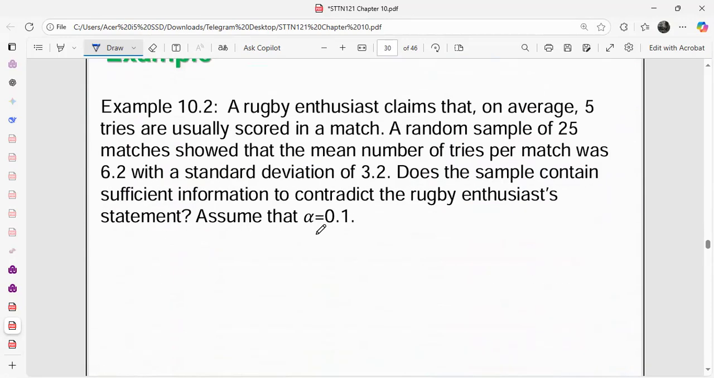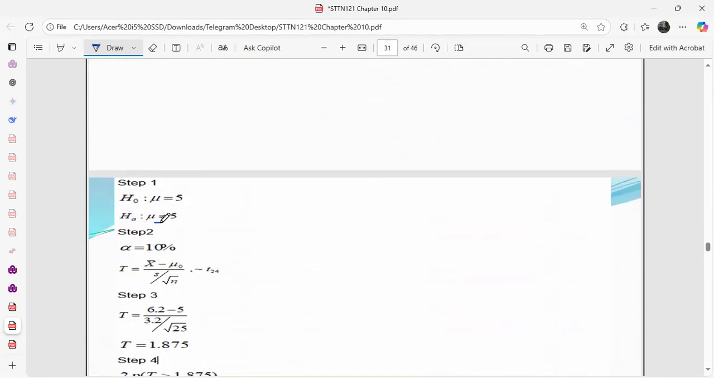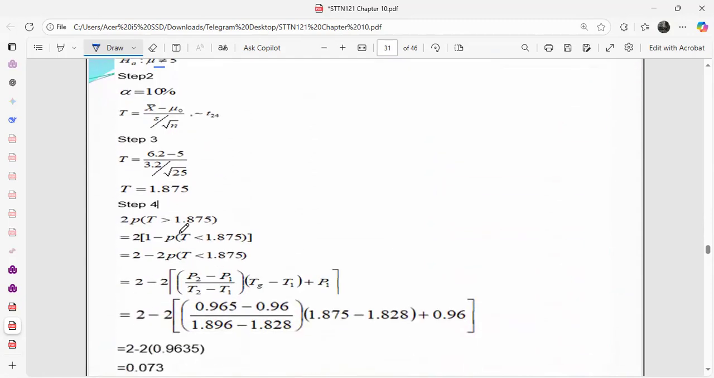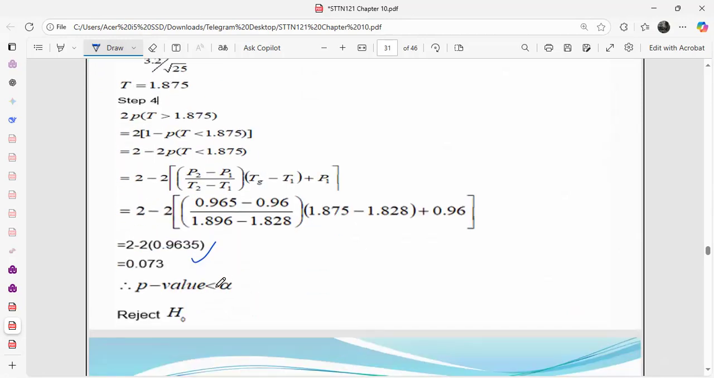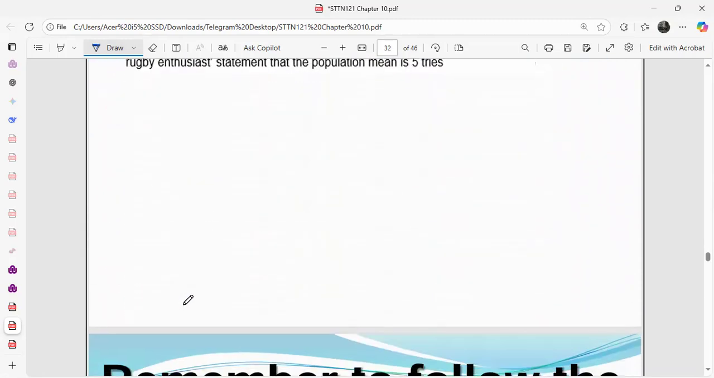Then what's the other one? Even here, n is less than 30. You need to check if it's greater than, less than, or two-sided. If you check here, does the sample mean contain sufficient information? Are they talking about greater than, less than? No. So it means that this one is going to be two-sided. Can you see? Two-sided. You get the T after you use this method here, because I think I've explained it there on test one preparation. You get the T there on this one. Then you get the probability, you compare it with the level of significance. Therefore, you reject the hypothesis. Then after, you get the conclusion. So that's how you do it.